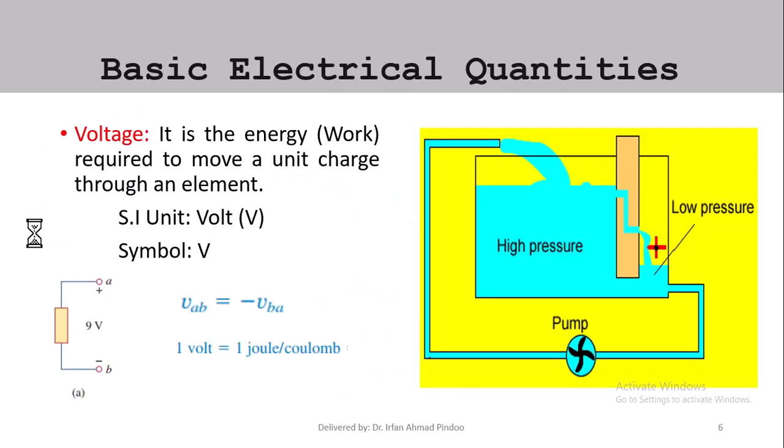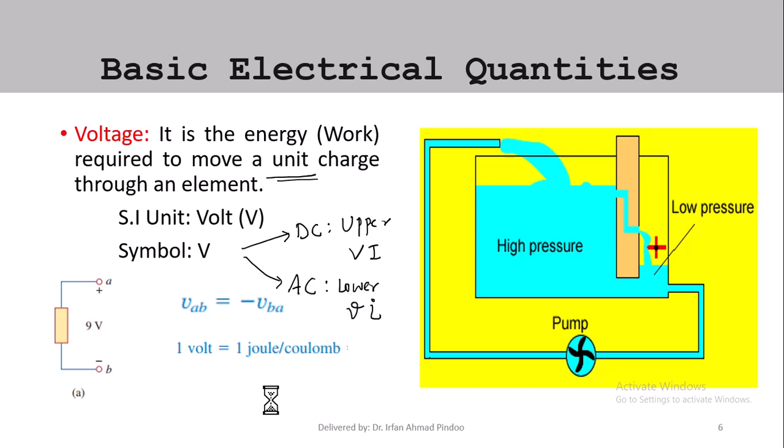Next we define the voltage. Voltage we define as the amount of energy that is required to move unit charge through an element. Its SI unit is volt and the symbol is capital V if we are referring to the DC voltage, because we follow a convention that if we are dealing with DC circuits, we use uppercase letters like capital V, capital I, and so on. And once we deal with AC analysis, then we use lowercase letters. In lowercase letters we can use small v, small i, and so on.